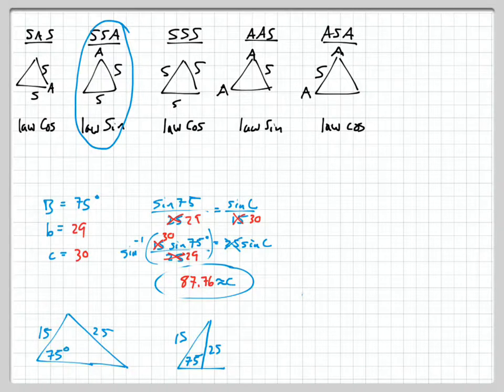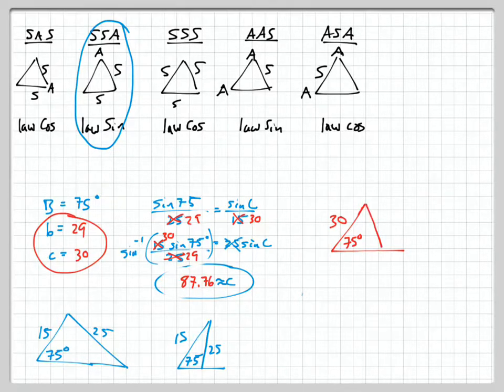If you got an answer and you have an acute angle, then you have to look at these and try to figure out if you can have two solutions. Now, if I draw this, I have a 75-degree angle right here, and the other side is 30. If this side is 29, can I draw a triangle that looks like that? Would I be able to draw a triangle that looks like this? So in this case, you know that there are two solutions.